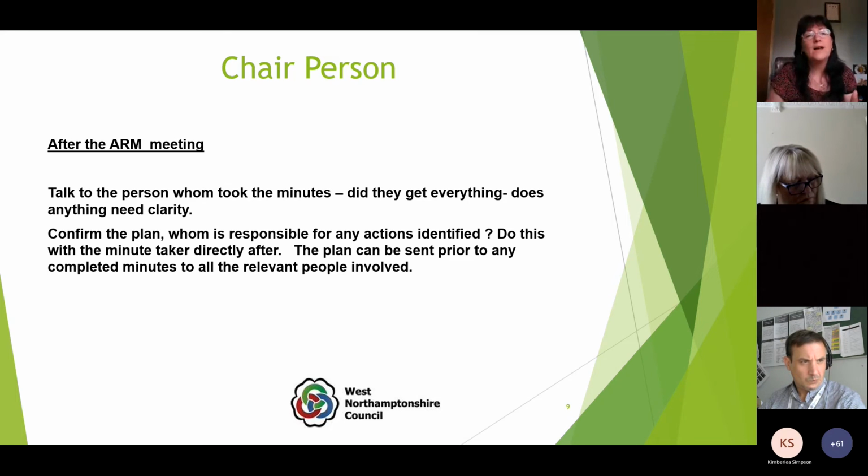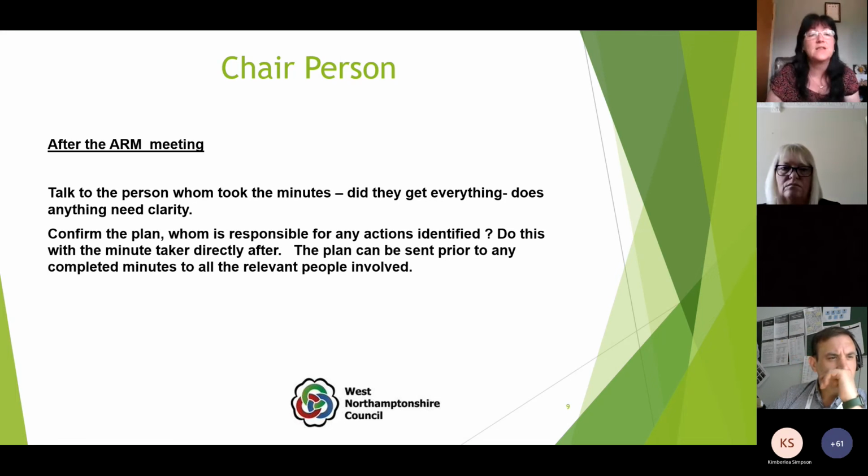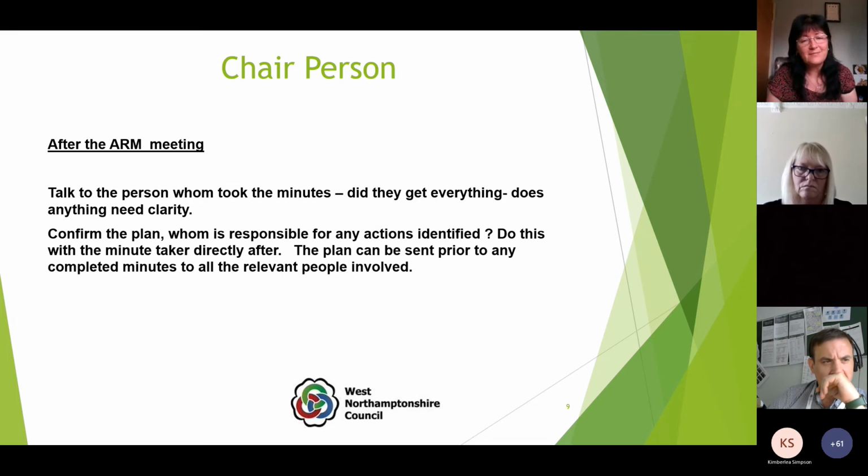I would always recommend that the chair does this with the minute taker directly after, because even if the minutes are not sent out, a plan can be sent out really quickly to all the relevant people involved. So I think it's really important that the chair spends that time directly after with the person who's taken the minutes.